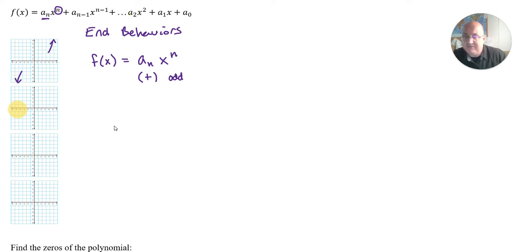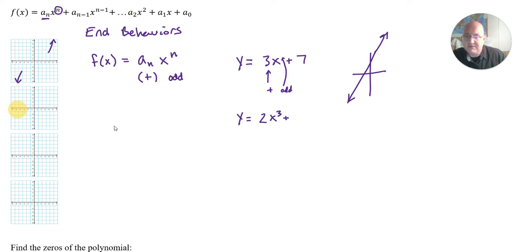Now let me show you this. If it looks like y equals 3x plus 7, this is a positive number, the exponent is odd, and the graph is going to look like this. It's a pretty steep slope, going up to the right and down to the left. That's a linear function. But if I had y equals 2x to the third power plus 4, the graph might look like this.